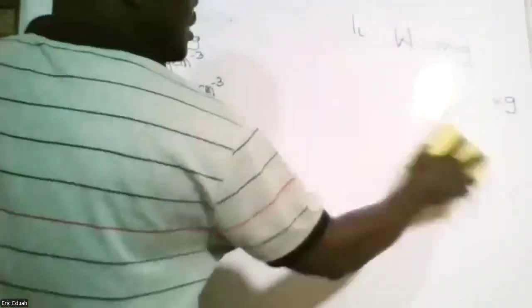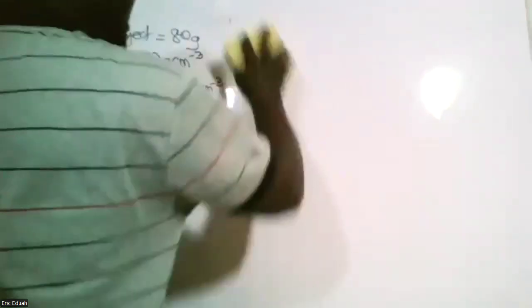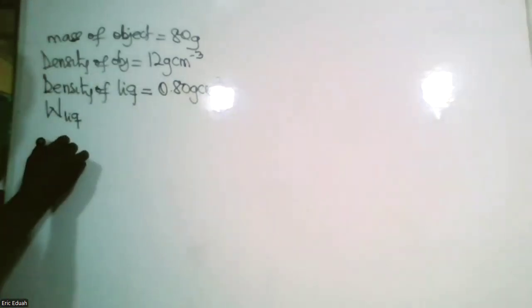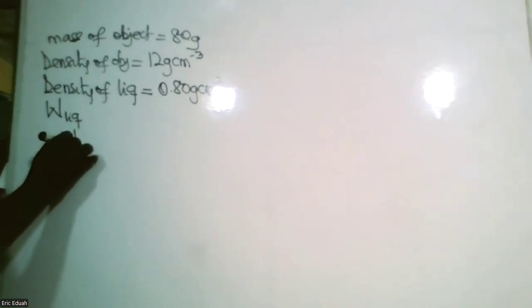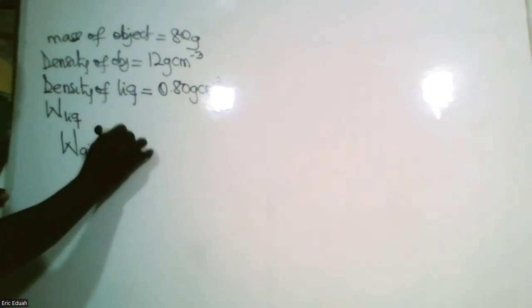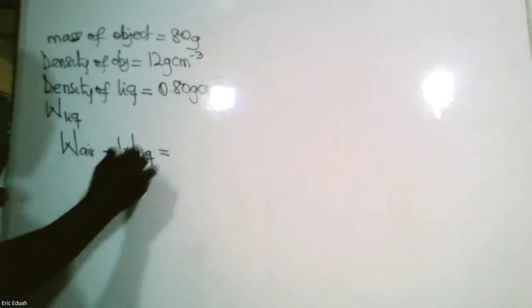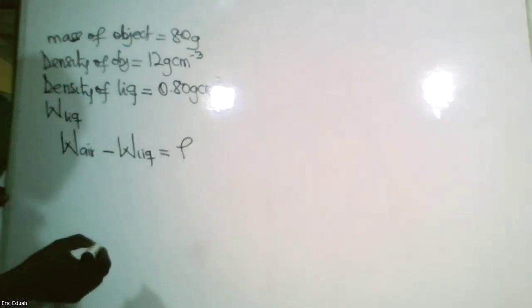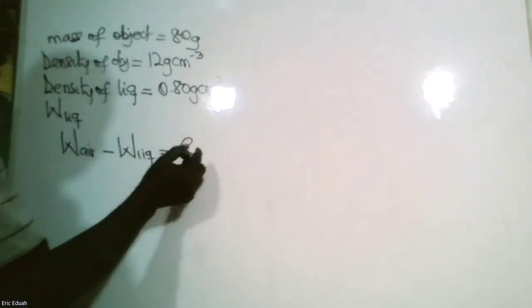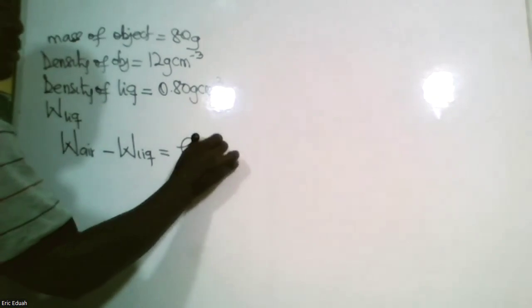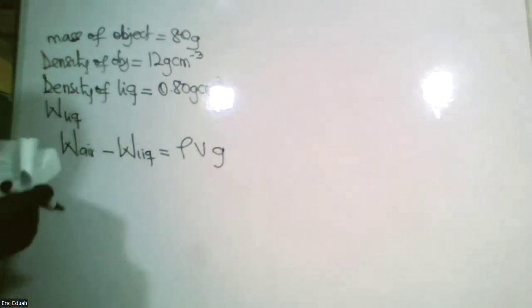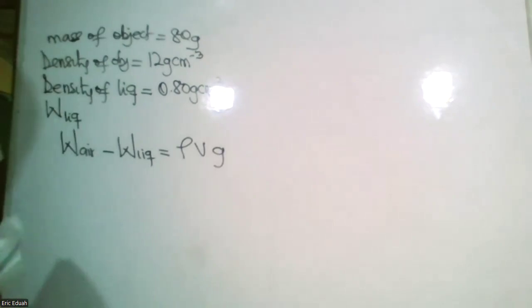So once we can determine the real weight, we can determine the upthrust. So we could solve this using upthrust, which is weight in air minus weight in liquid, is equal to density of fluid, or here liquid, times volume of the liquid displaced times gravity. This is upthrust.